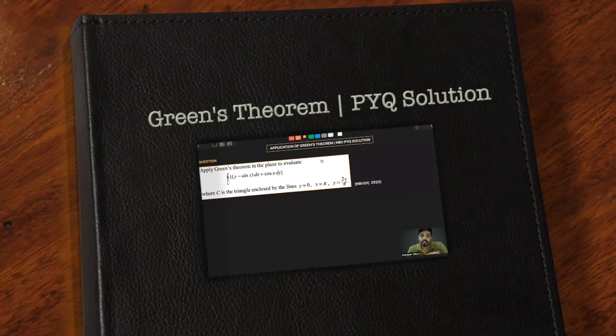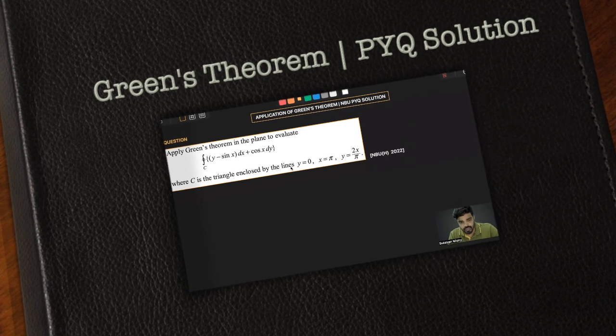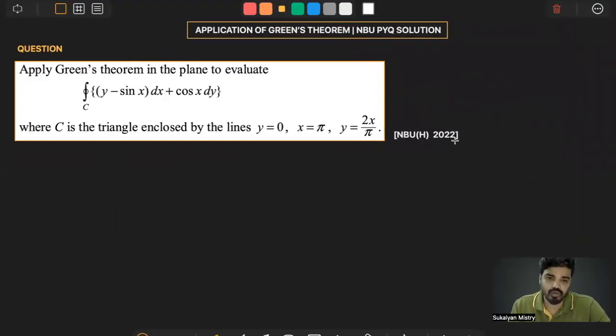Today's topic is applications of Green's theorem. This question was asked in the North Bengal University Honors Exam 2022. Apply Green's theorem in the plane to evaluate the integral over C of (y minus sin x) dx plus cos x dy, where C is the closed curve.